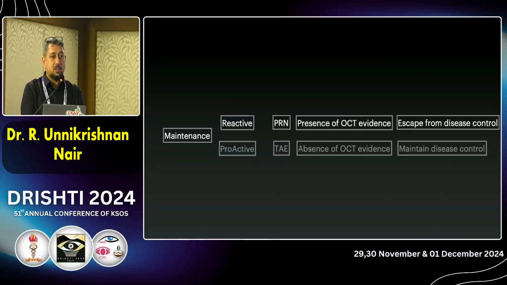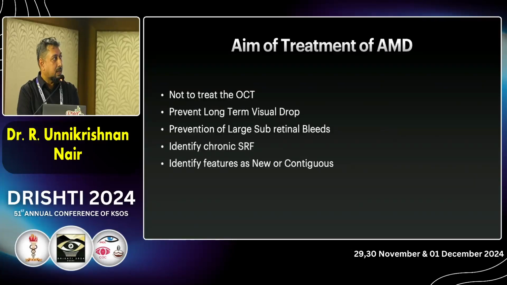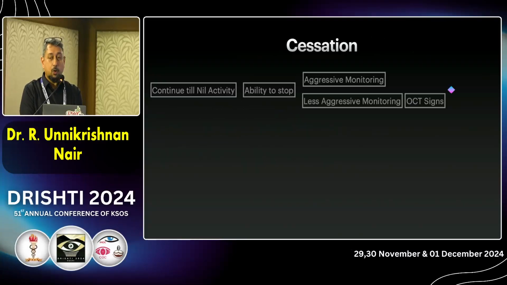When we go to maintenance of treatment, there are two approaches. One is a reactive regimen, or PRN. That is, you see the patient, and if there's fluid, you treat it. And there's a proactive regimen, or treat and extend, where you treat even if you do not find fluid, and you increase the interval so that you maintain flatness of the retina. The aim in AMD is not to treat the OCT, but to prevent long-term visual loss, which happens if you create RPE atrophy, or if you do not treat well enough and you create large subretinal bleeds. Not you create, but God creates and you keep on watching.